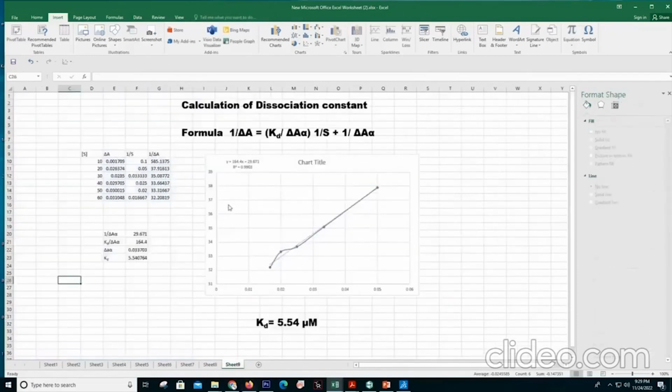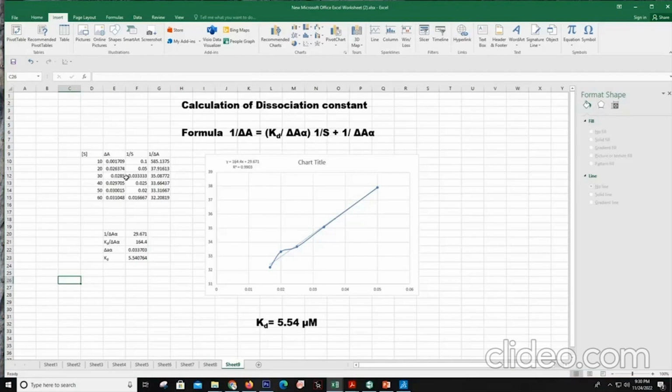To calculate the Kd value, the formula is 1 divided by delta A equals Kd divided by delta A alpha into 1 by S plus 1 divided by delta A alpha. Here delta A is the absorbance difference which we have got in the experiment, and S is the concentration of the ligand. This formula is a straight line equation like y equals mx plus c, where y is 1 by delta A and x is 1 by S.